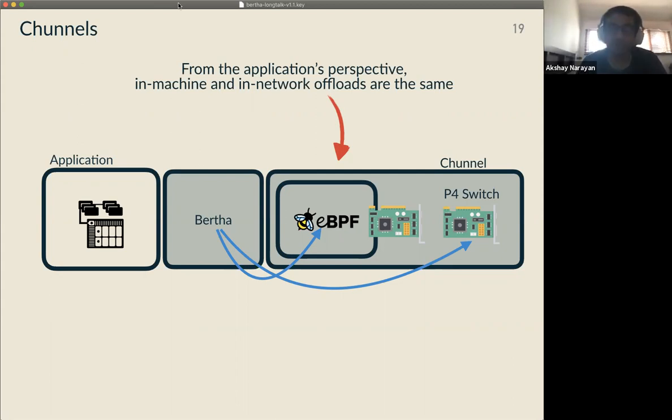And our deployment story from earlier, where deploying an offload involved out-of-band coordination, has now become much simpler. The developer specifies that the application can benefit from some offload semantics, and the Bertha library makes sure that that functionality is available from the application's perspective when it uses the network.